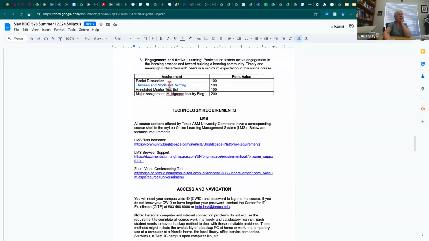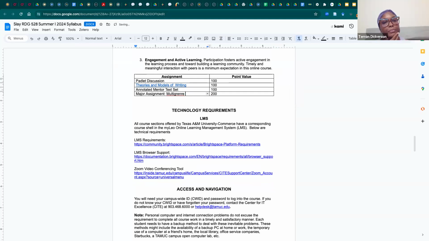Yep, here's your major assignments. The Padlet discussion, you're all doing great on. You've done the theories and models of writing. You're working on the text set, and then you're going to be doing this. It's not an inquiry blog anymore. It is, but it is your multi-genre. Let's just call it paper. Okay. I should call it that, since it's a synthesis.